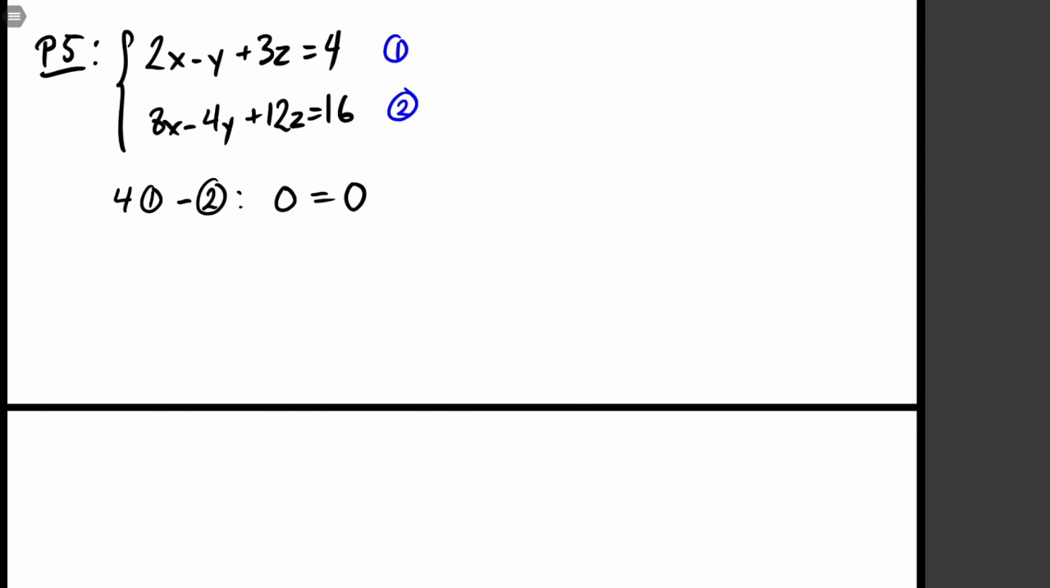So what does that mean in terms of writing down the solution of this? This is the interesting part. Because now we have essentially 3 variables and just one equation, because these two are the same equation, so there's no new information. What do you think we would have to do?